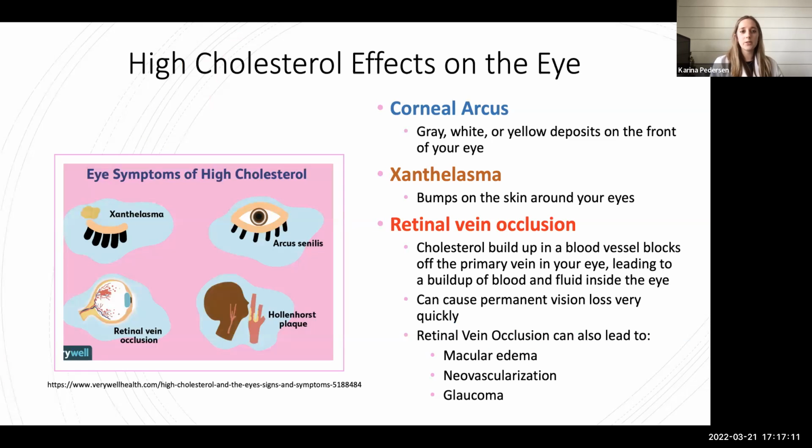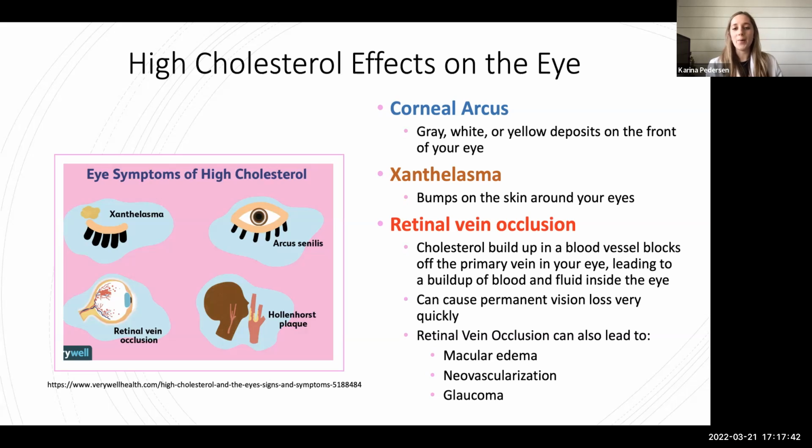So lastly, we're going to talk about how high cholesterol affects the eye. First, corneal arcus is a gray, white, or yellow deposit on the front of your eye. As you can see on this pink picture of eye symptoms of high cholesterol, on the top right, arcus senilis is a condition where you get deposits on the front of your eye. It goes around your iris and will look a little bit funny in the front of somebody's eye.